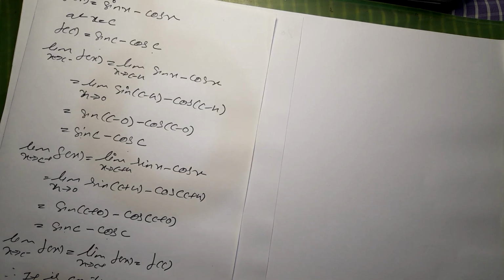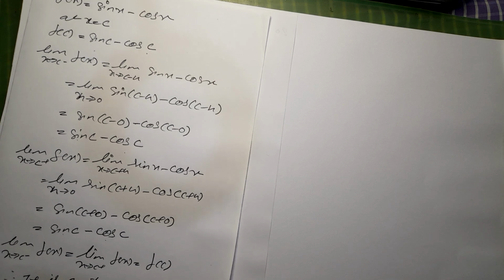Now it's for the multiplication. It's question number C. That's the multiplication. C, that is f of x is equal to sin x into cos x. That is now at x equal to c. So it will be f of c is equal to sin c cos c.